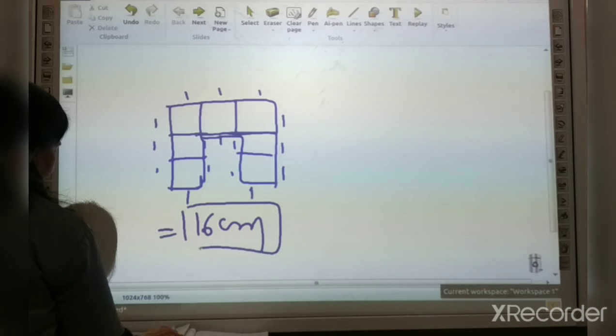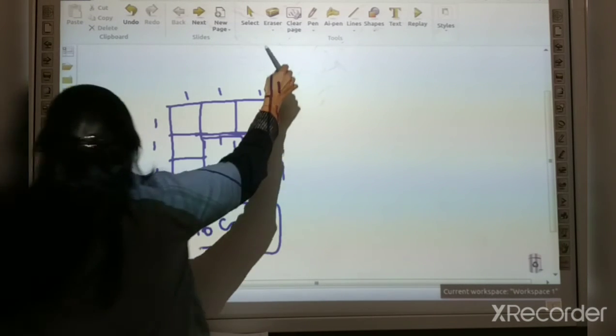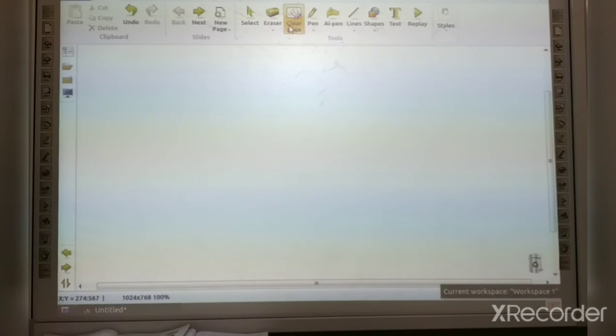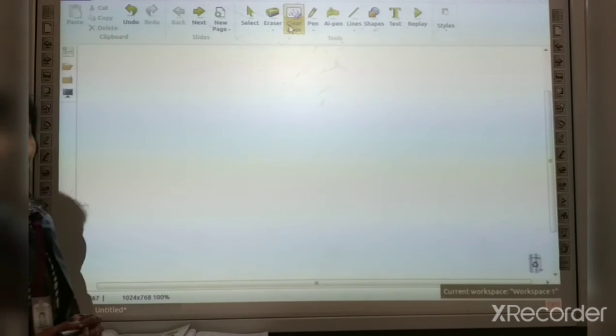Right. Now in exercise 6.2 C, find the perimeter of triangle whose sides are as follows.